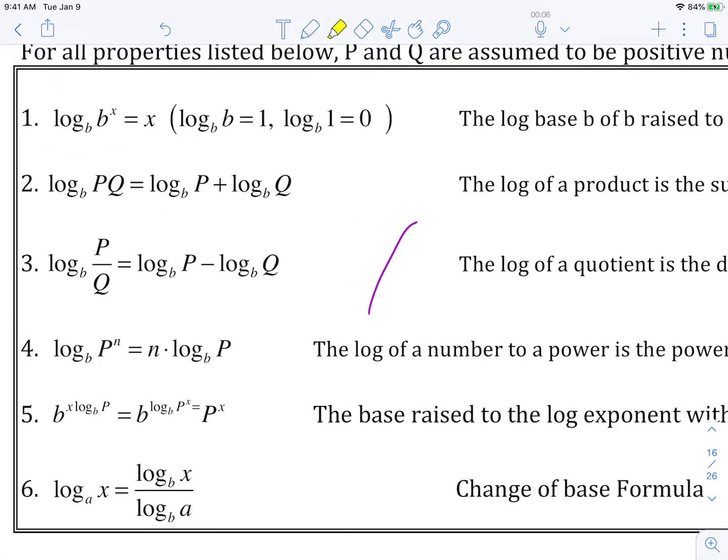Log base b of b to the x power is equal to x. Log base b of b equals 1. Log base b of 1 is equal to 0. Let's talk about this one specifically.